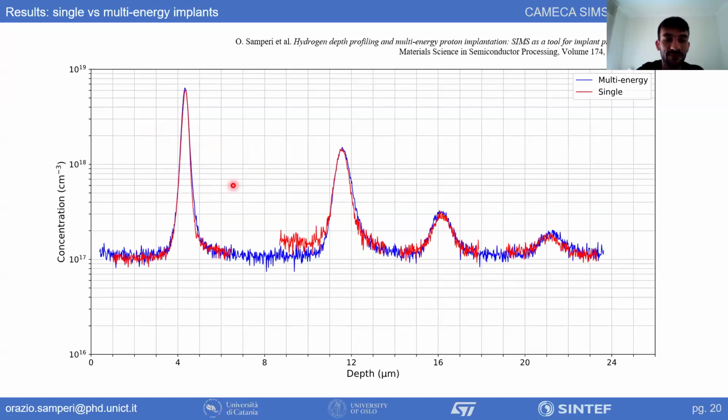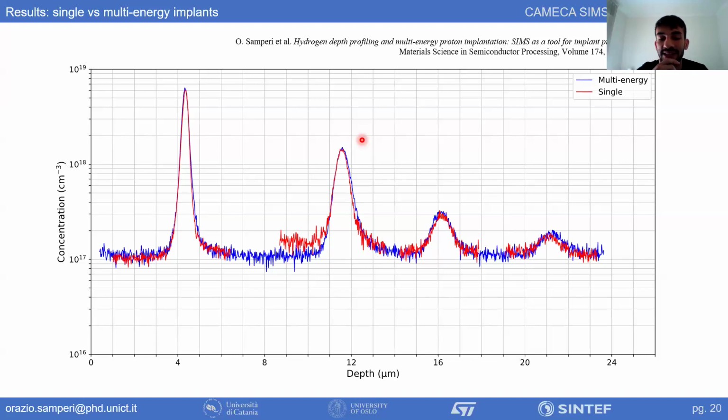Another graph I want to show is this. This is just a comparison between the multi-energy implant, the blue curve, the blue profile, and the single implants, the red. Here the baseline, of course, is cut for clarity. And this comparative graph is really useful, so this is just for your information, when you are testing a multi-energy ion implanting system.